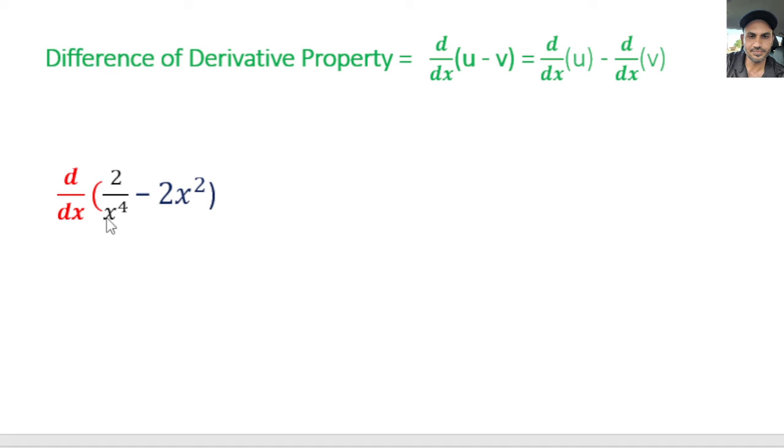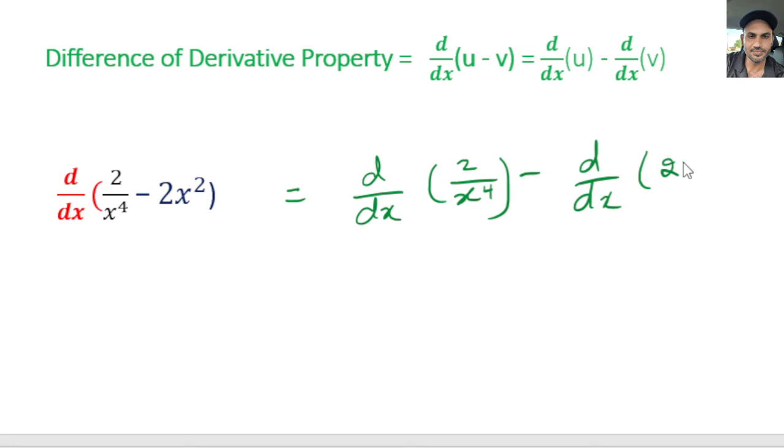So we're going to go ahead and apply this rule to this expression right here, where our expression is 2 over x to the fourth minus 2x squared. We want to take the derivative of this expression. So let's go ahead and simplify this and write it in this form. We are going to separate each term and take its derivative, d over dx of 2 over x to the 4 minus d over dx of 2x squared. Okay, so I separated the terms and took their derivatives independently and took the difference of those two derivatives.